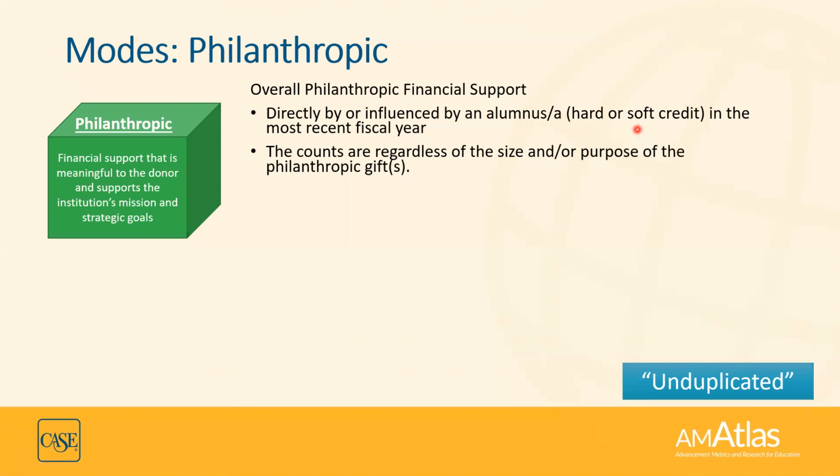So, for example, if my family foundation made a gift and your institution gave me a soft credit, I should be counted in this section. If I made another gift that came directly from me, you would not count me twice. So, as you can see here, the counts that we're looking for would be regardless of size, purpose, or the number of gifts during the year.